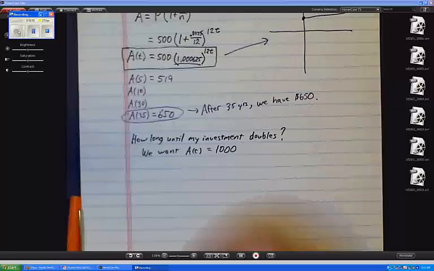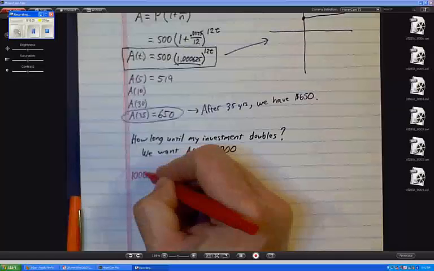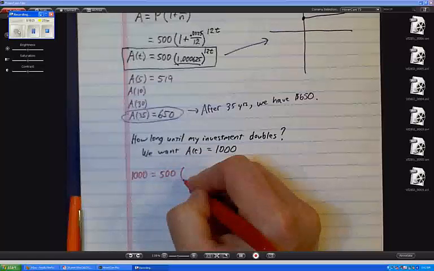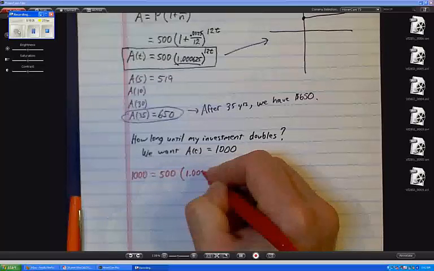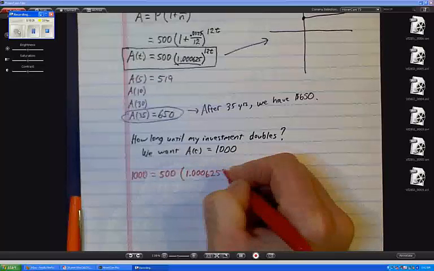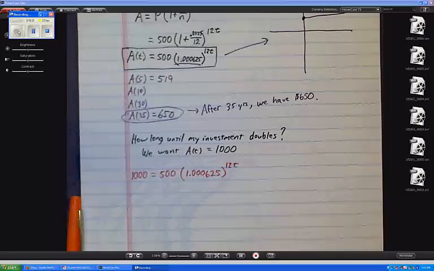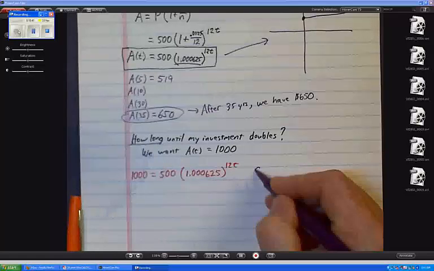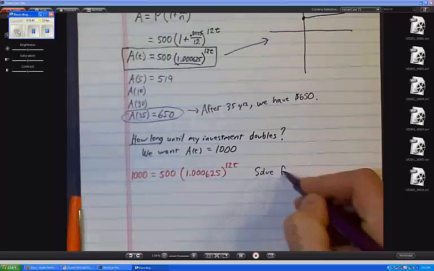1,000 equals 500 times 1.000625 to the 12t. And you know what? This looks like an equation from section 3. Because what I want to do now is, if I want to know how long, you know what I have to do? I have to solve for what variable? For t.